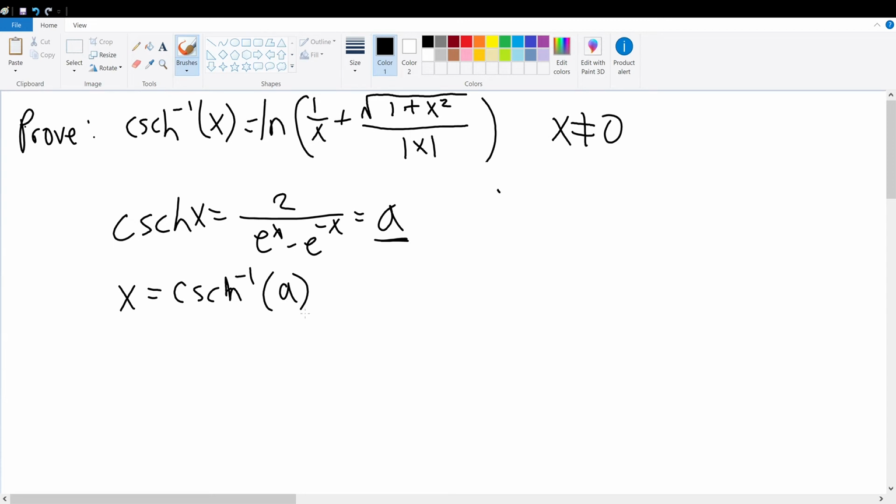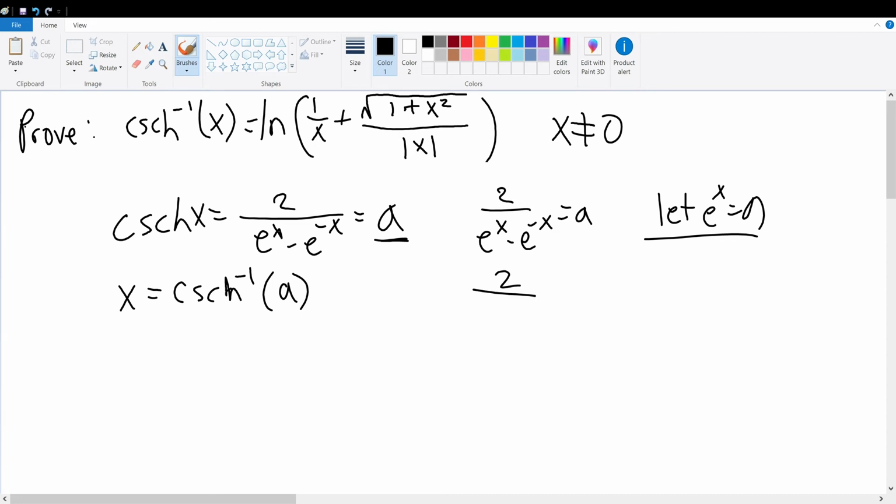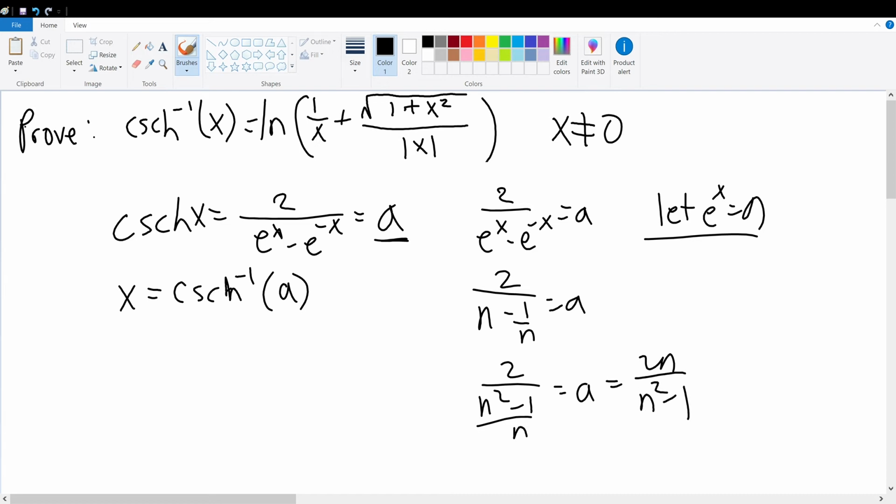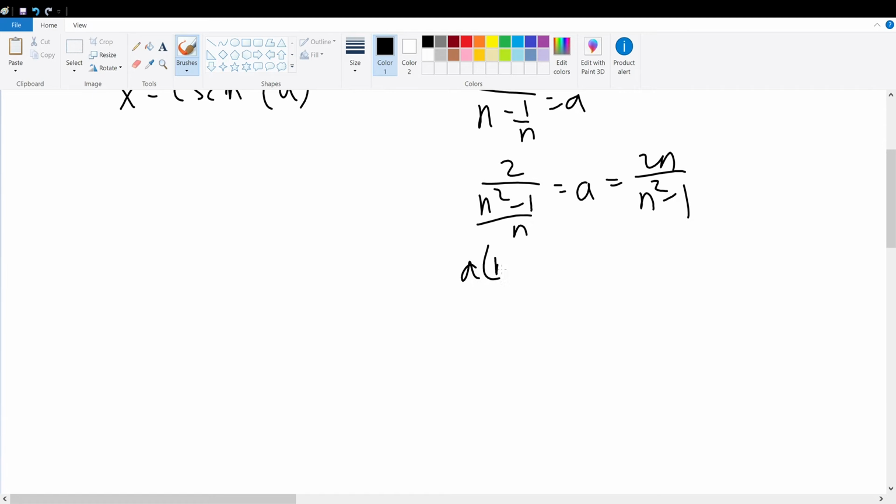From here, we can analyze the equation 2 over e to the x minus e to the negative x is equal to a, by starting by letting e to the x be equal to the variable n. With this in mind, we can substitute to get 2 over n minus 1 over n is equal to a. Simplify the denominator to get 2 over n squared minus 1 divided by n is equal to a, which is also equal to 2n over n squared minus 1. We can multiply n squared minus 1 on both sides to get a times (n squared minus 1) is equal to 2n, which is equal to an squared minus a. We can subtract 2n on both sides to get an squared minus 2n minus a is equal to 0.